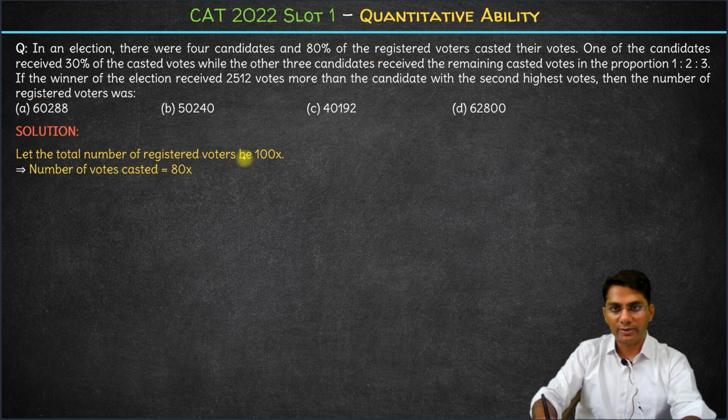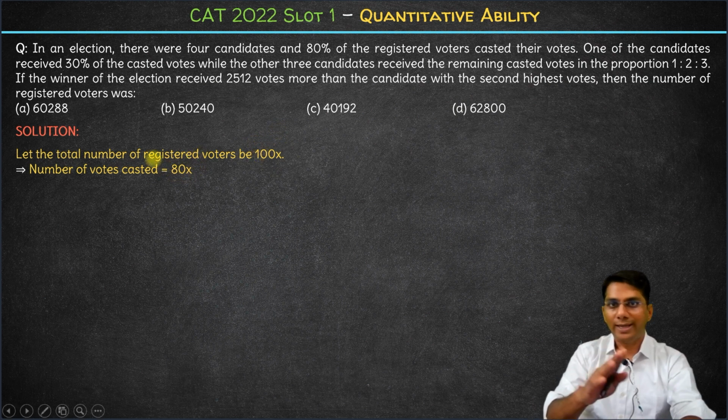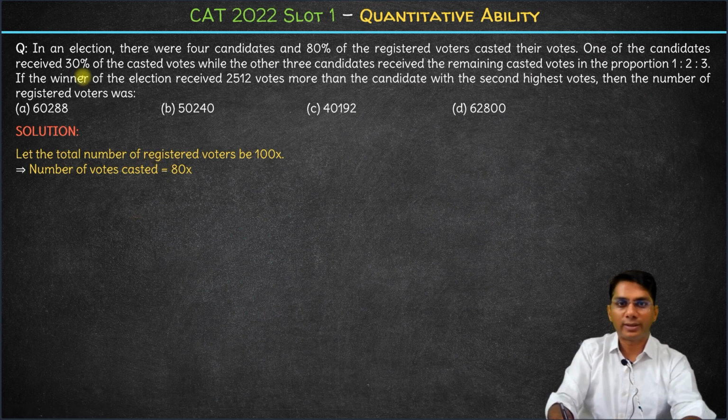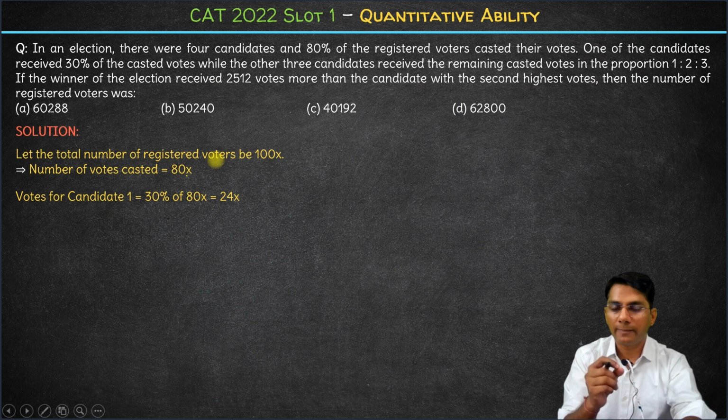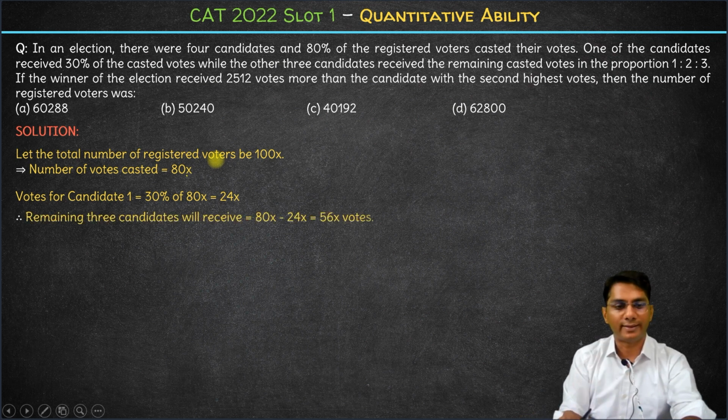So let's say the number of registered voters is 100x, out of which 80x casted their votes. So only 80x votes were casted total. Out of these casted votes, 30% were received by candidate 1. So 30% of 80x is 24x. Now out of 80x, 24x have been received by the first candidate. So how many votes are remaining? The number of votes remaining is 80x minus 24x, that is 56x.